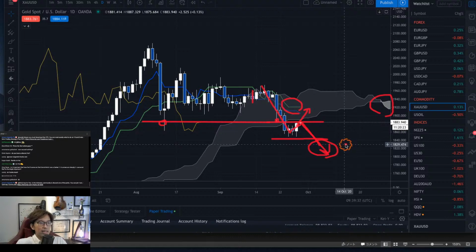I wouldn't look for any trade chances on this gold yet, especially if the price goes into the Kumo on this daily chart. I wouldn't even look at the chart. I will just stay away.